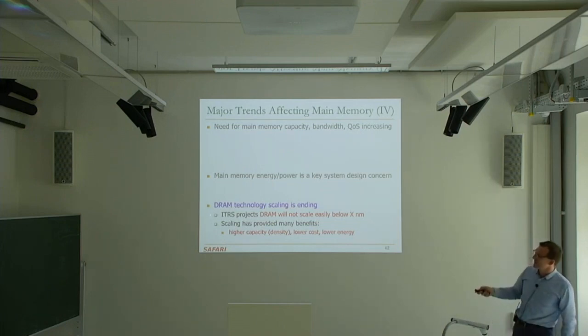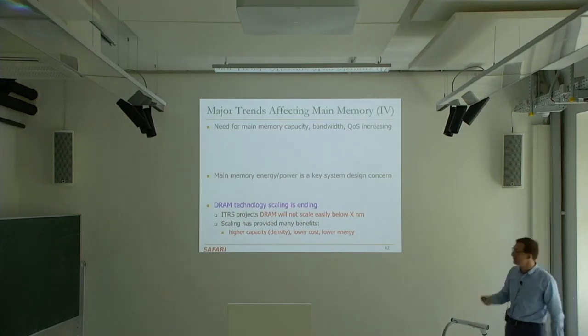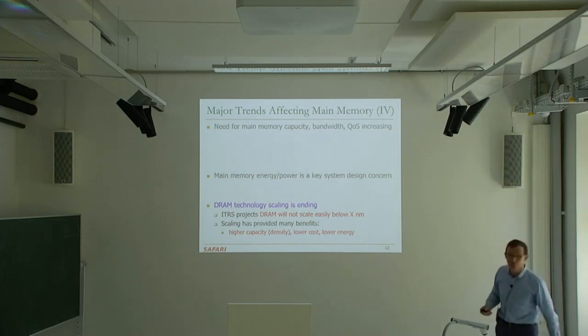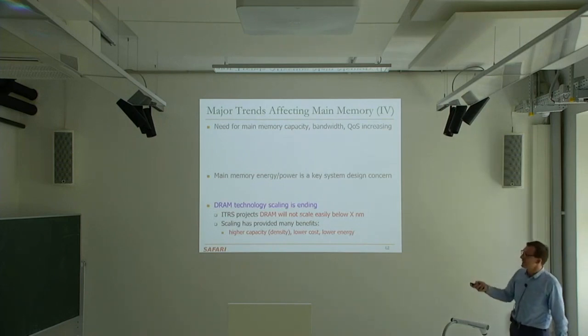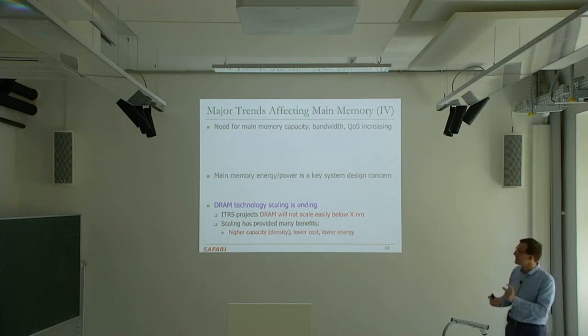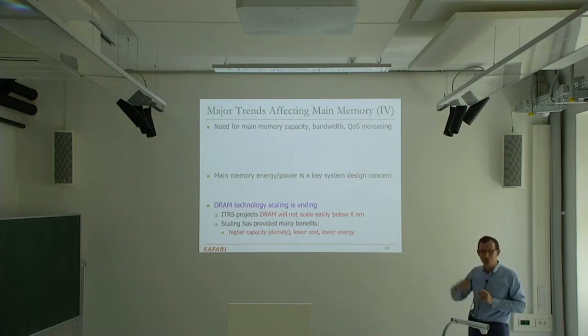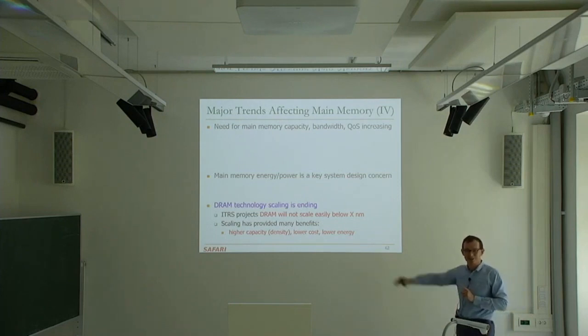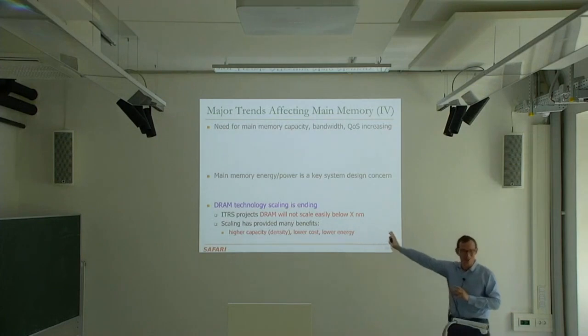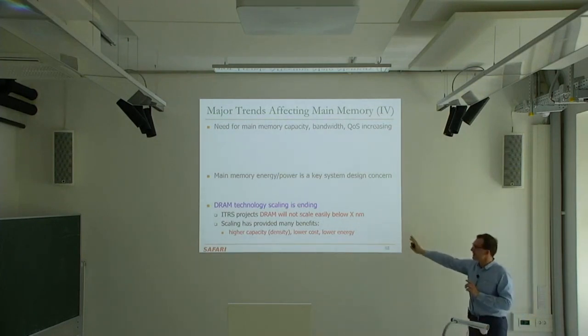But as a result, institutions like the International Technology Roadmap for Semiconductors, which used to do a lot of projections on how technology will scale into the future, have been predicting for a long time that the size of a DRAM cell will not scale easily below X nanometers. That's the future size of a DRAM cell. And I put X over here because they used to change their projections every year. But I don't want to keep my slide coherent with their projections. So we'll see what that X is, actually.